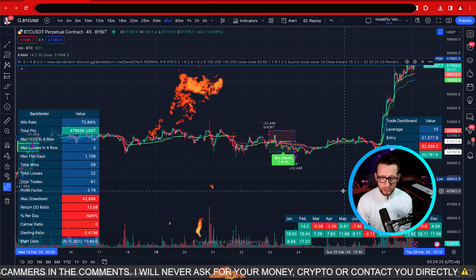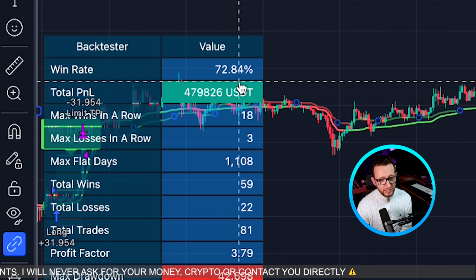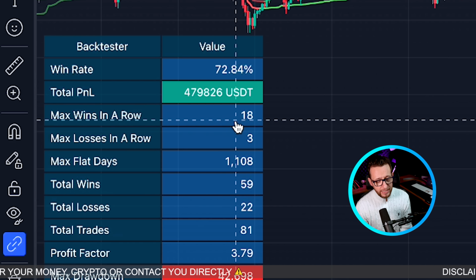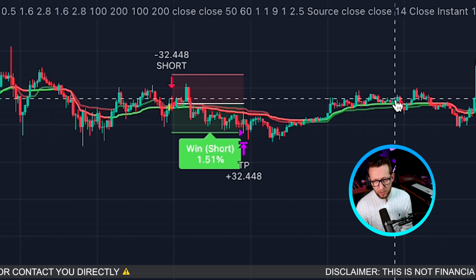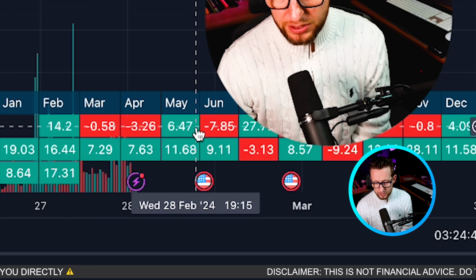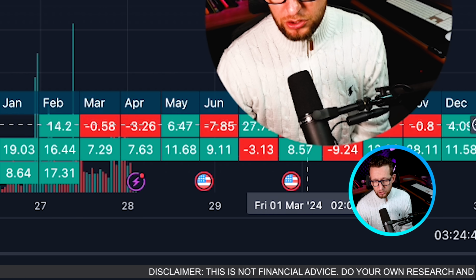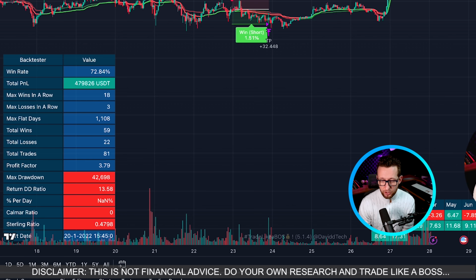Boom! Right, as you can see from the backtesting results, it looks pretty good. We have a win rate of 72%, which is absolutely enormous. Max wins in a row was 18. Max loss in a row was 3. We had, as you can see, a win recently. The table looks pretty good. We have a couple of losers here, one large loss in August, but other than that, everything else is in the green. Let's have a look at this equity curve.